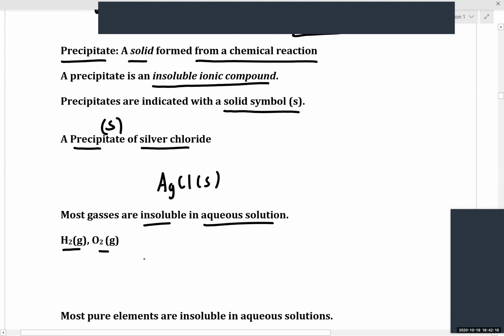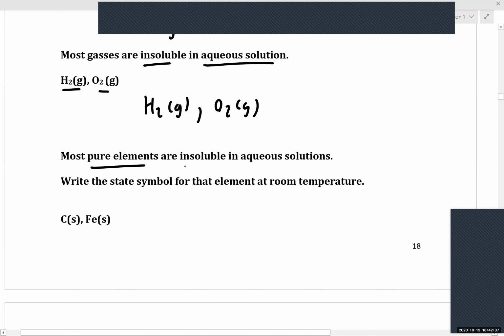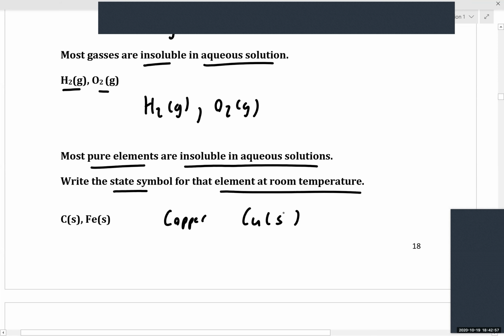Most gases are insoluble in water. So hydrogen and oxygen would be written with the gaseous symbol. So in water, most gases don't dissolve in an appreciably large amount for the purposes of writing chemical equations. Most pure elements as well are insoluble in aqueous solution. So you just write the state symbol for that element at room temperature. So if, for example, we have a block of copper in water, copper would be written as Cu. And because it's a metal, what state symbol would we put? Solid, exactly right. Does that make sense to everyone? Yes. Perfect.